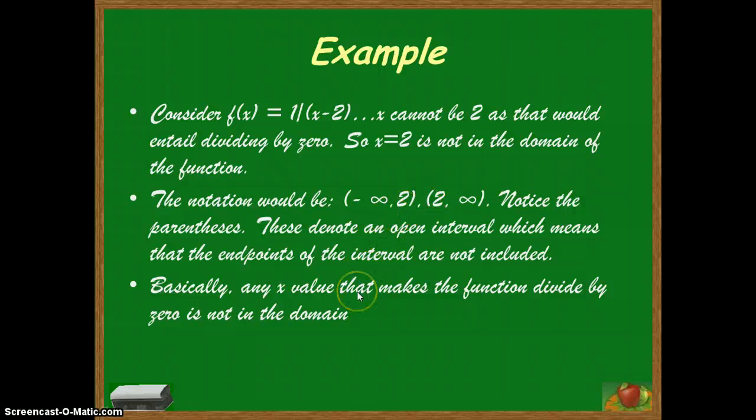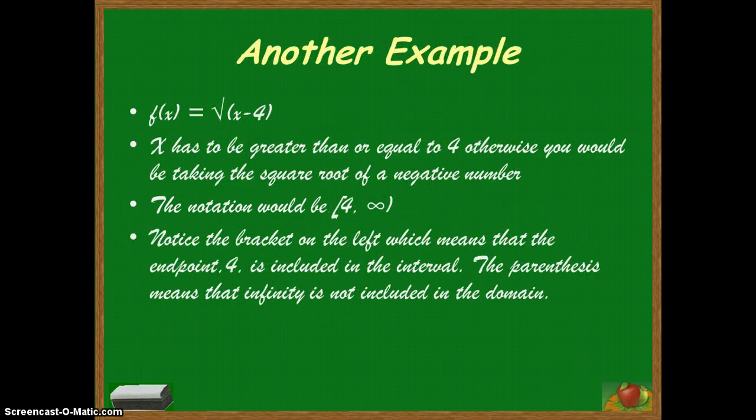Basically, any x value that makes the function divide by 0 would not be in the domain of a function. Here's another example. f of x equals the square root of x minus 4. What do you know about square roots? You cannot take the square root of a negative number. So whatever is under the radical sign has to be 0 or greater. Therefore, x has to be greater than or equal to 4. Otherwise, if x is 3, you would be taking the square root of a negative number.